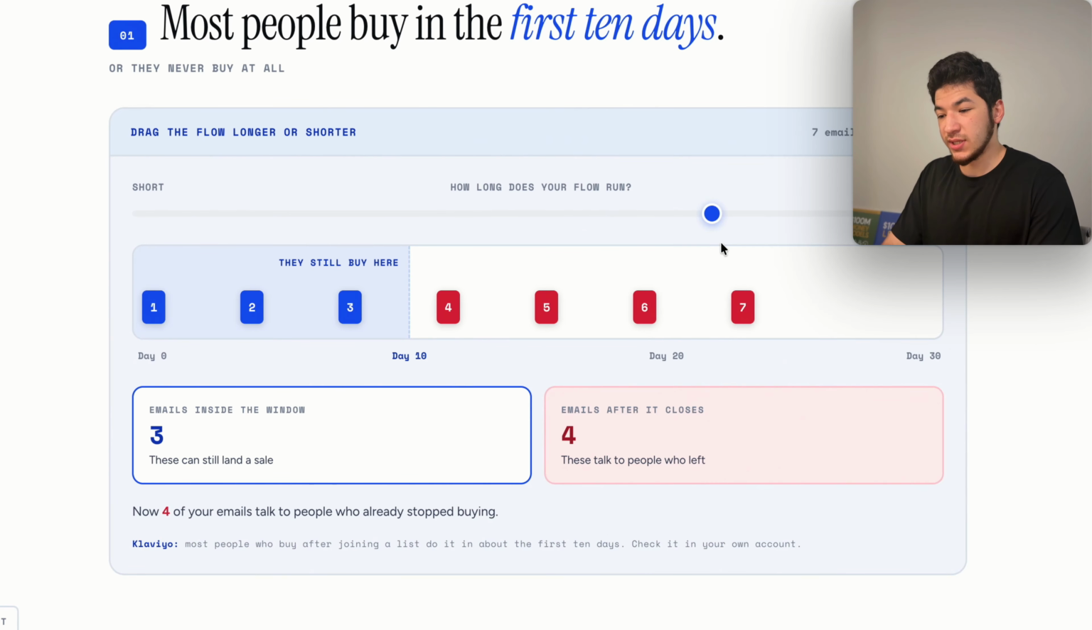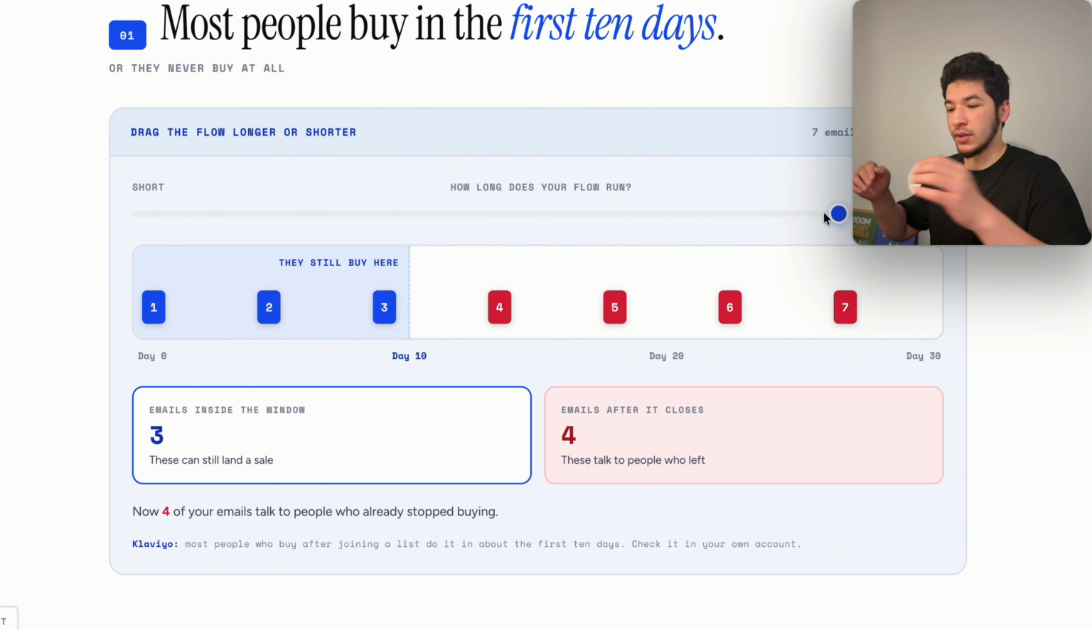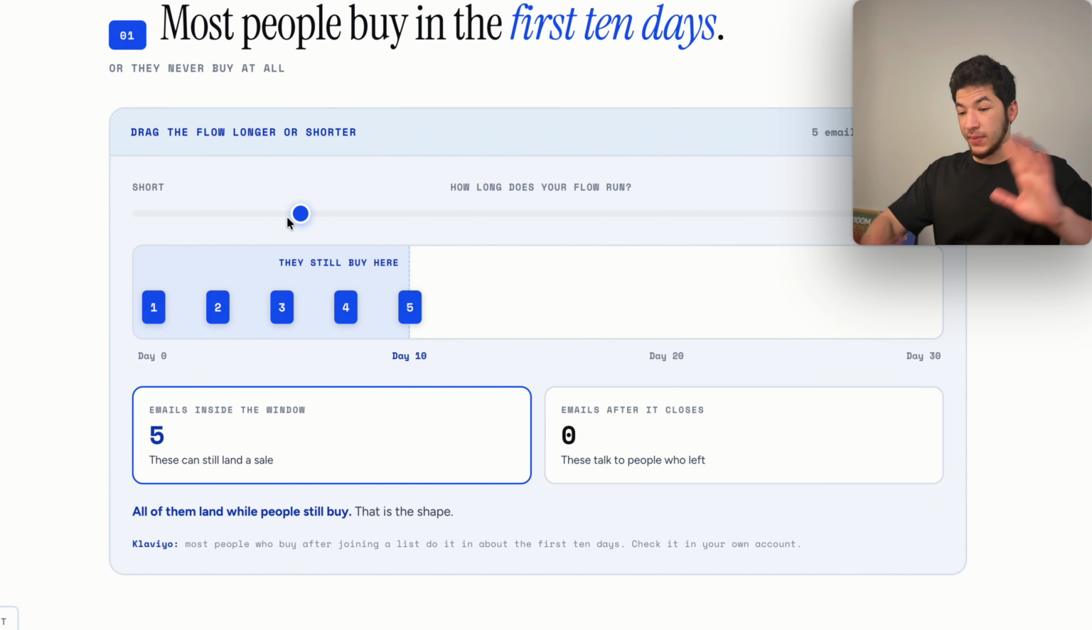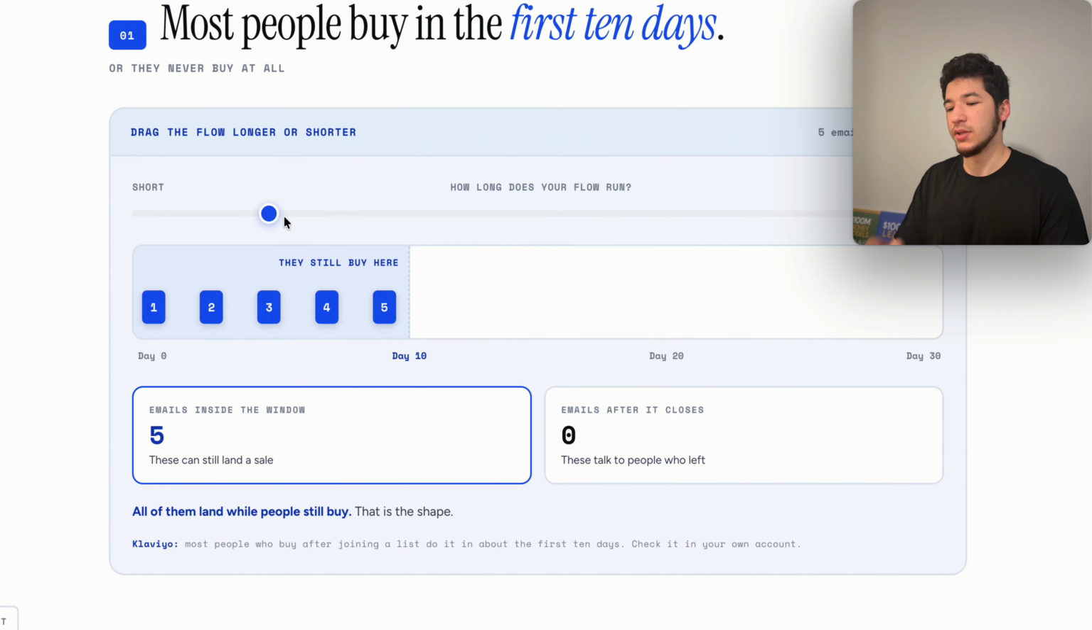So what you need to do, instead of just placing it over the 30-day period and having like 3 emails within that 10 days and 4 emails outside of that, just fit those in. They're probably not going to buy, so might as well, right? You need to fit those in. If you would have 5, obviously. Some brands have 8, and they need to fit those in.